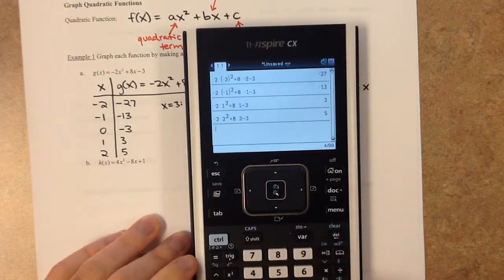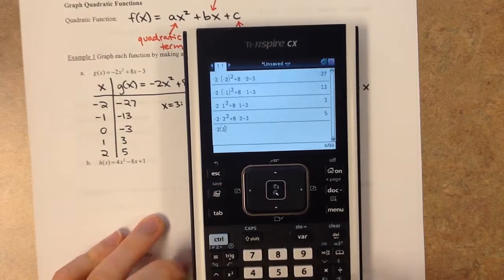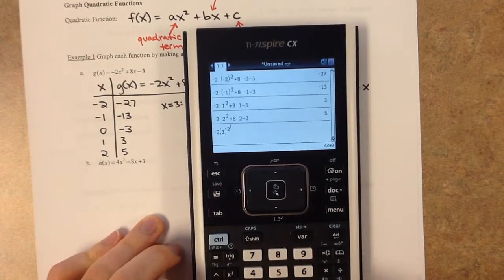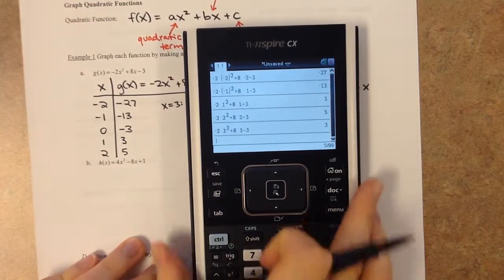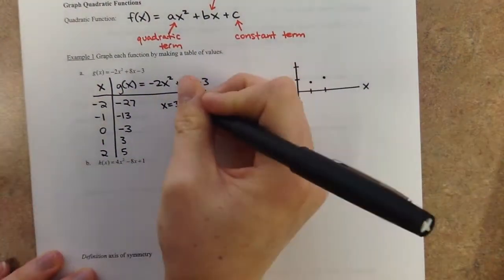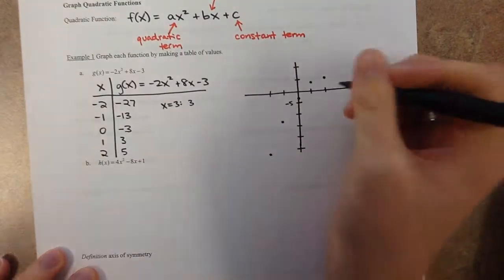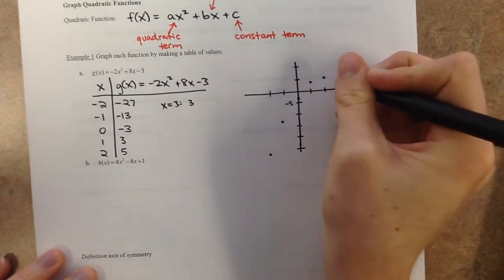Okay, so if we plug in 3, so -2 and then 3 squared plus 8 times 3 and then -3. So if we hit that, we get 3. So when x equals 3, we get 3. So that would be the last point that we'll plot. So that's this point right here.